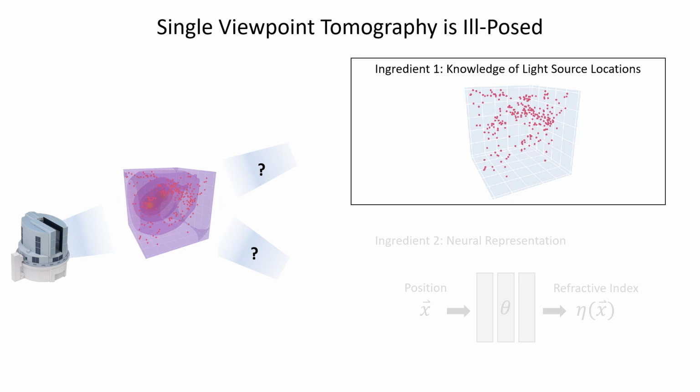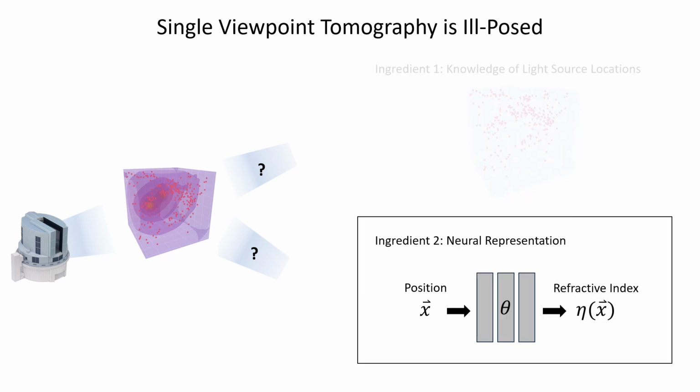We are able to address this single viewpoint limitation through a combination of two ingredients. In astronomy, the locations of galaxies can be estimated with spectroscopy. Thus, we assume knowledge of the locations and shapes of dense point-like light sources located throughout the volume. This helps us to supervise the reconstructed volume spatially. In our work, we also use a neural representation of the 3D volume, which has been shown to give a good implicit prior for a wide range of ill-posed inverse problems.